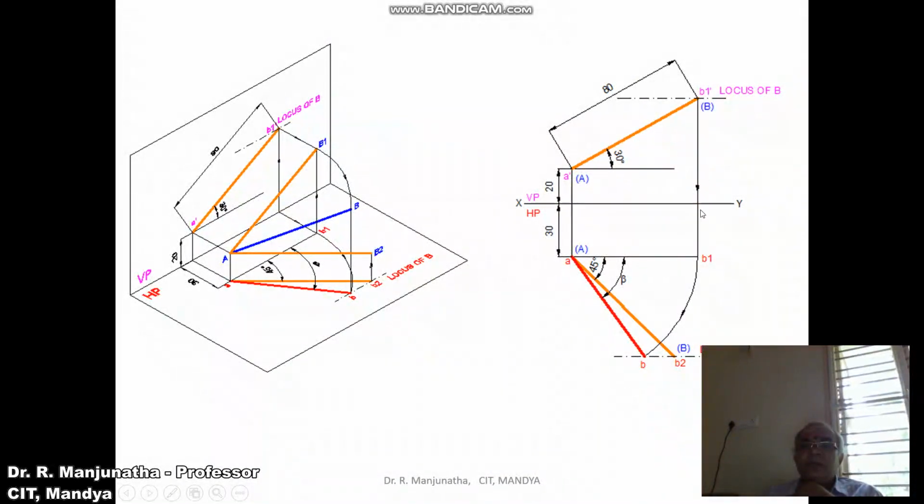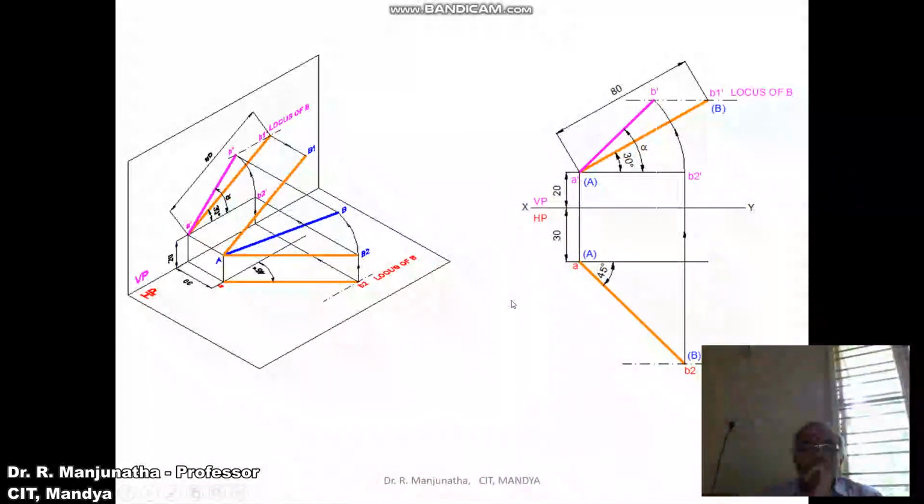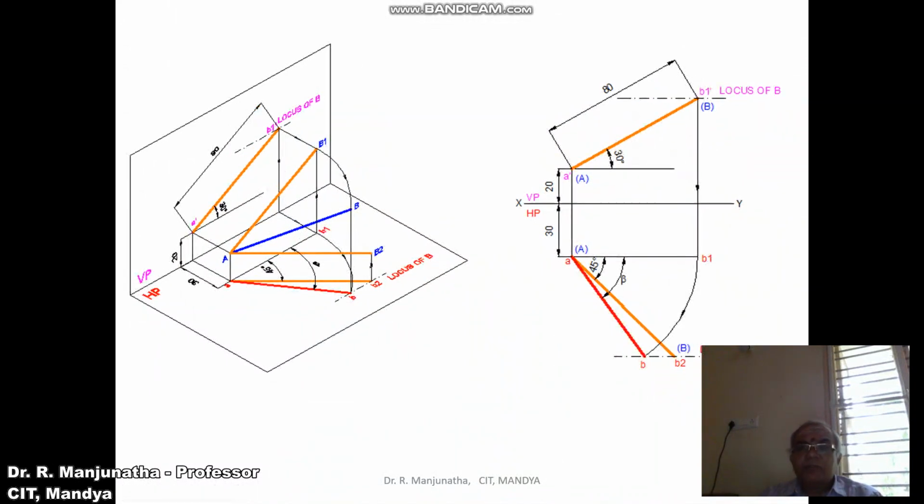So this is how you will be able to get this to the drawing. Now we need to find out the true length, and the apparent length. We know that this is the true length in the vertical plane. If the line has to be true length in VP, obviously that line has to be parallel to VP. So you can see this is the line which is the true length in the vertical plane.